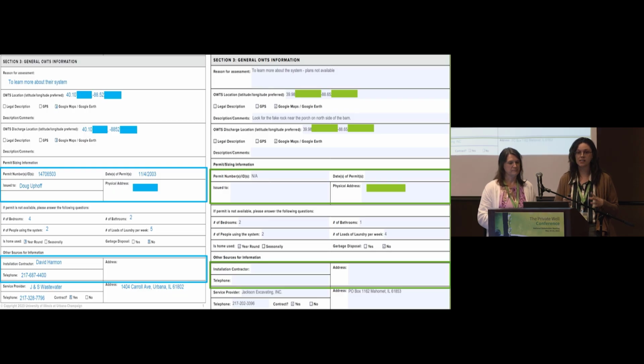So even though there is some missing information in this section, you do still want to go through the homeowner and talk with them about things like water use, how many people are in the house, how many loads of laundry do you do a day or a week, or that sort of thing, just so you can get an understanding of how much the system is being used.